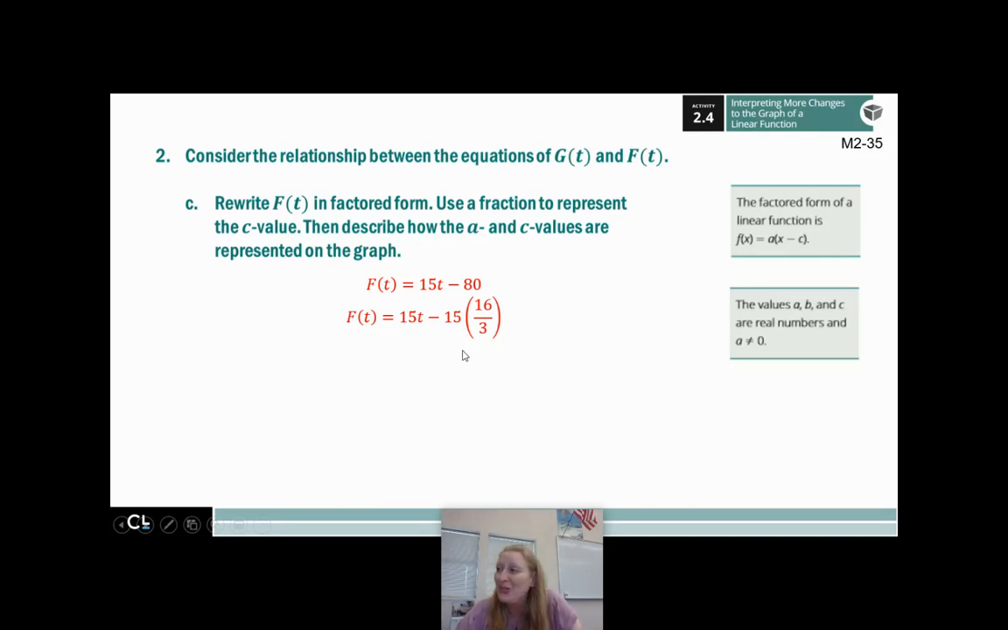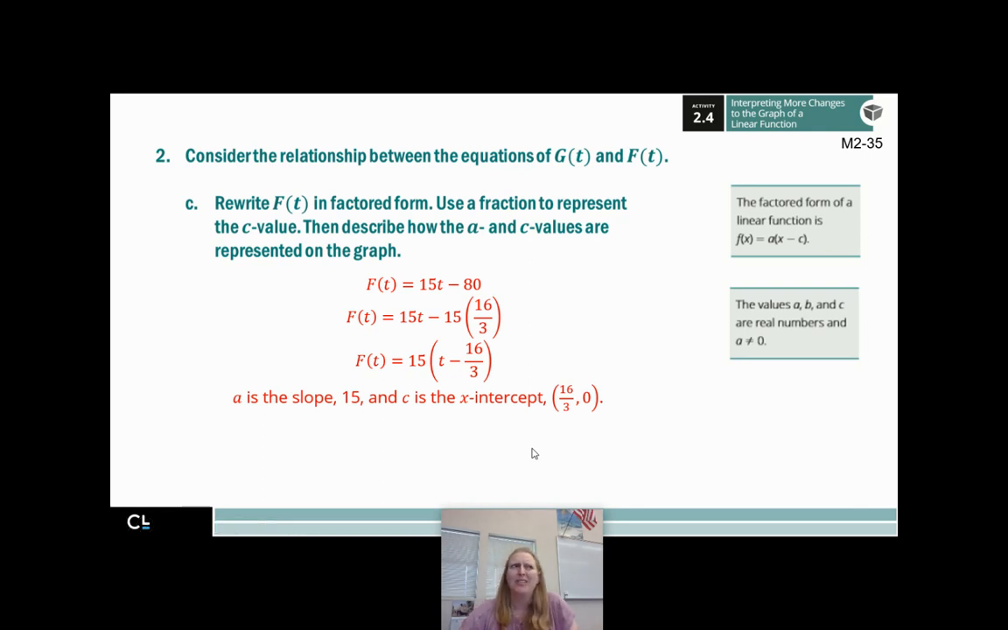That's why we're doing this. So it takes the 15 out, and I end up with t minus 16/3. And now it's easy to describe my a value and my c value. I know that my a value is 15, and it's my slope. I know that my c value is 16/3, and it's my x-intercept. So that one was a little messier because it certainly did not factor nicely, but we got there. It's fine. We survived. No big deal.